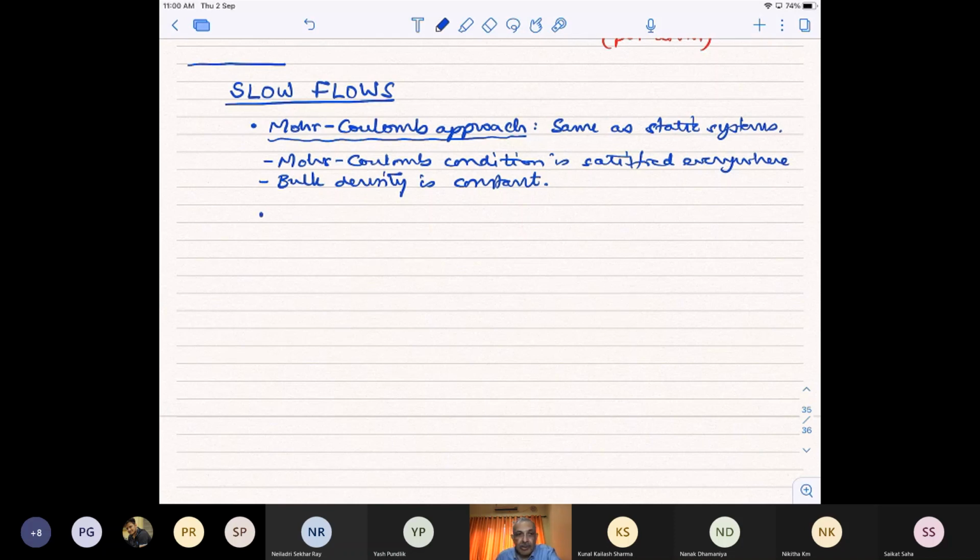The other approach is, of course, there are many theories, but I'll just tell you about one of them, which is called the critical state theory, in which changes in bulk density are explicitly changed.